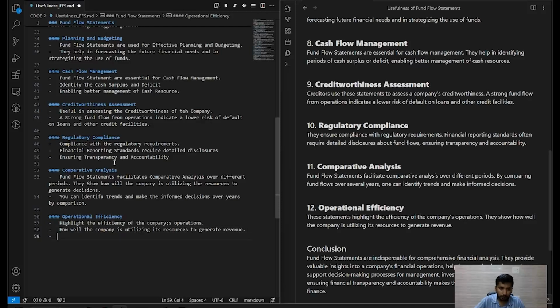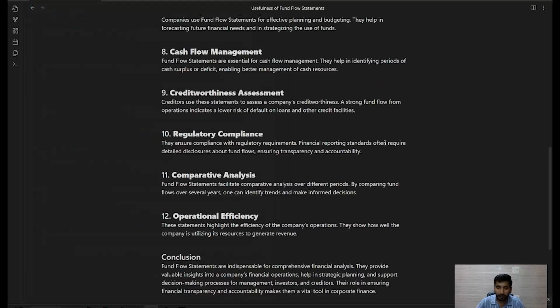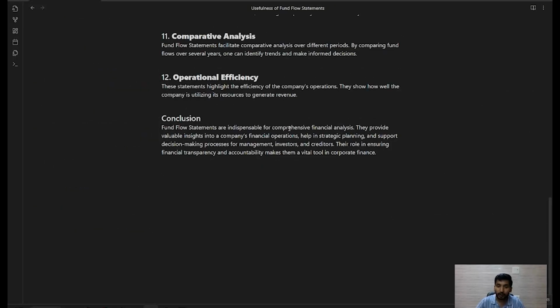So all in all, we reach the conclusion that fund flow statements are indispensable for comprehensive financial analysis. They provide valuable insights into the company's financial operations that help in strategic planning and support the decision-making processes for management, investors, and creditors. Their role in ensuring financial transparency and accountability makes them a vital tool in corporate finance.